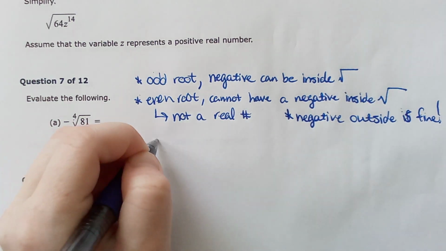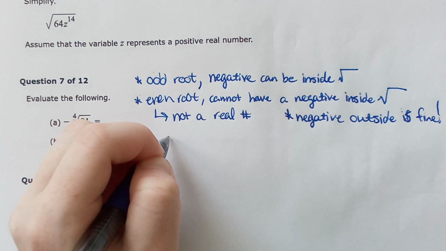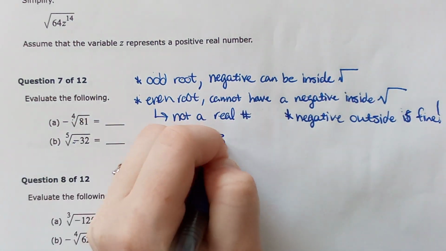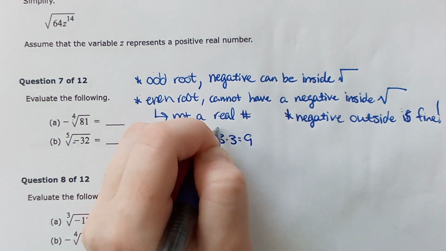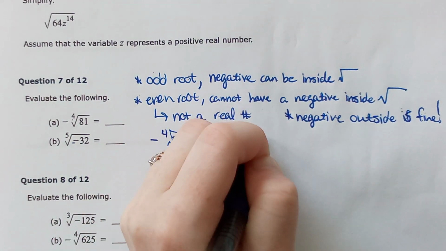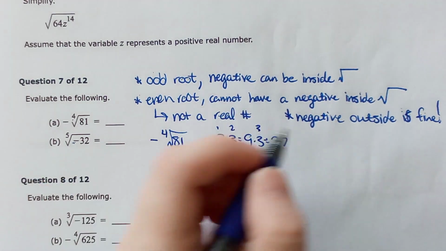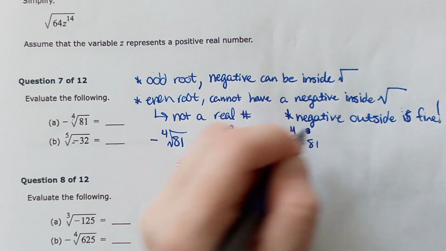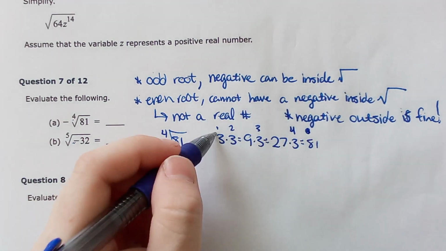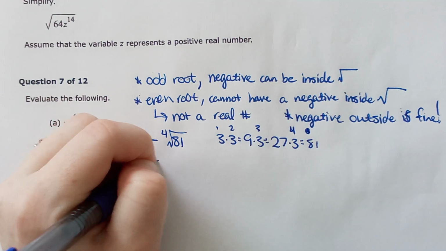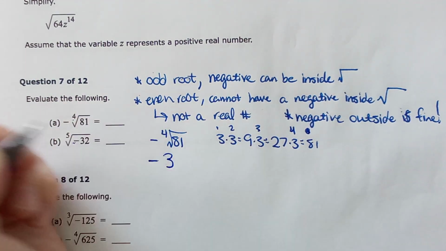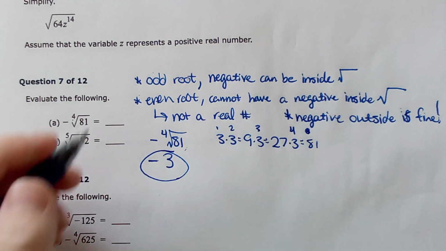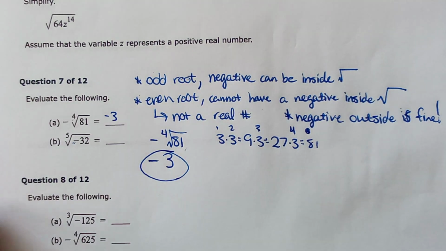It's a 3. Okay, so if I've got negative fourth root of 81, alright, 3 times 3 is 9, right? So that's my first two. Times 3 is 27, that's my third one. Times 3 is 81. That was my fourth 3, right? So the fourth root is 3. I leave that negative out front because it didn't have anything to do with this part. That's my answer for the first one, negative 3.